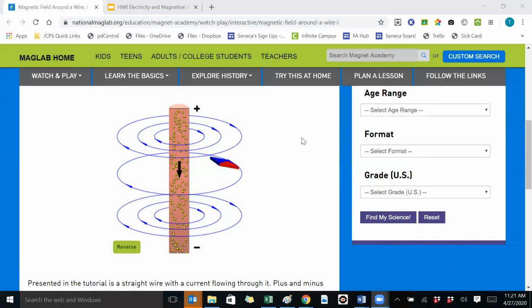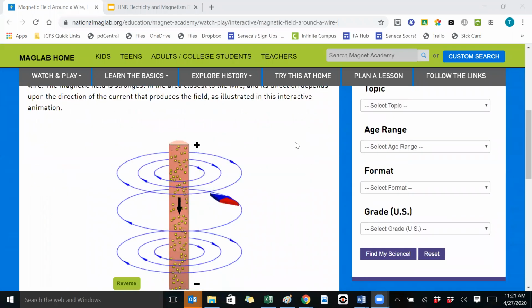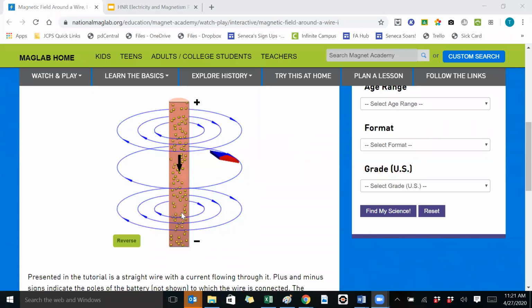Hello, and welcome to our lab simulation, which is a magnetic field around the wire. Once you click on the link, scroll down, and you will see a current carrying wire. This represents our wire where electricity is flowing through it.